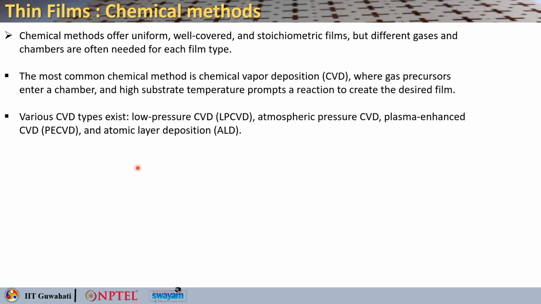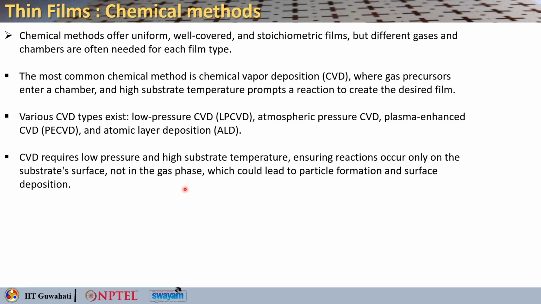There are different types of CVD. One is called low pressure CVD, LPCVD, then atmospheric pressure CVD, plasma enhanced CVD, and atomic layer deposition. CVD requires low pressure and high substrate temperature, which ensures that the reaction occurs only on the substrate surface, not in the gas phase, which could lead to particle formation and surface deposition.